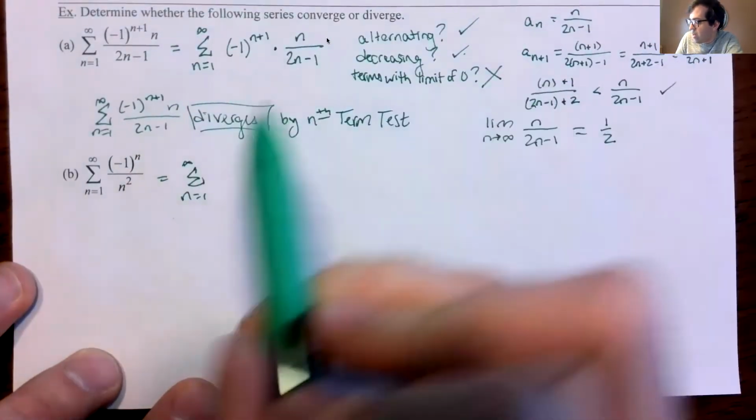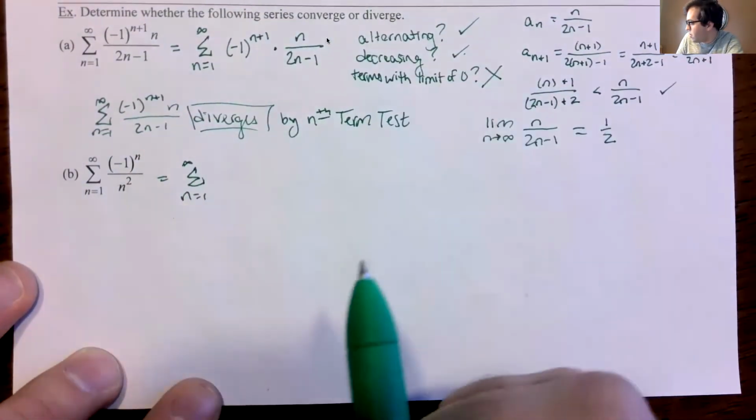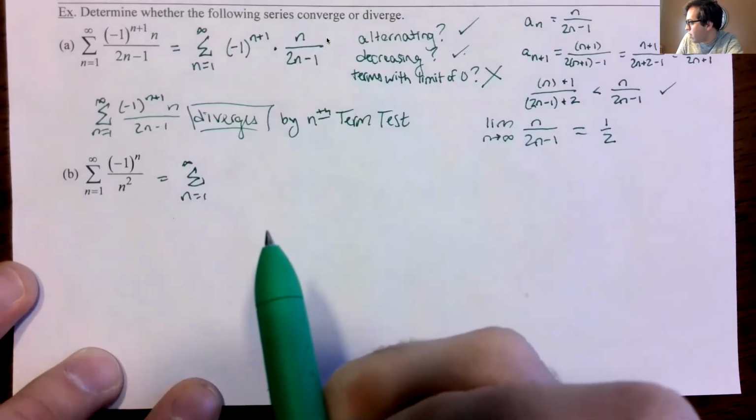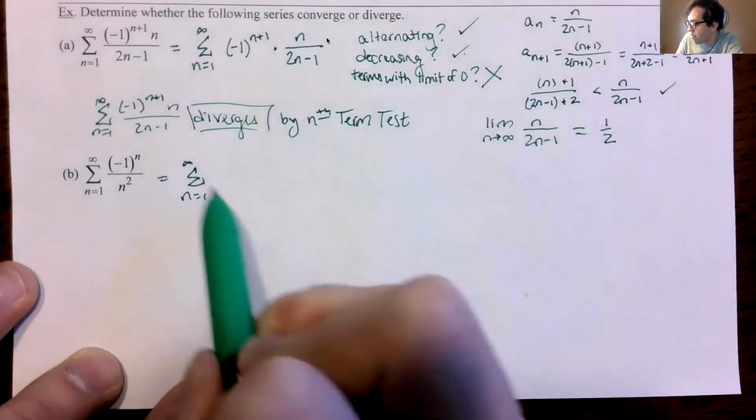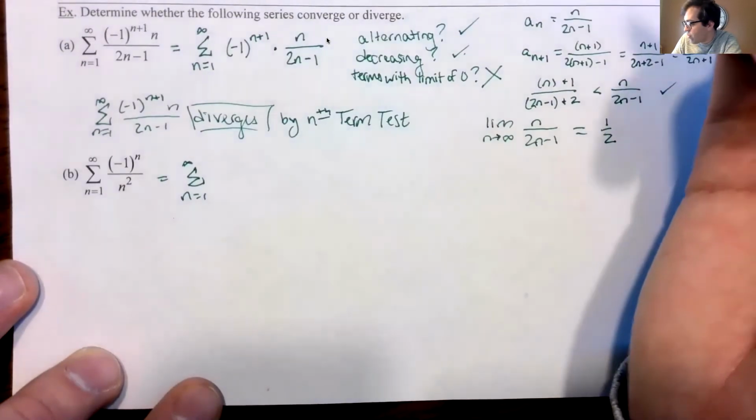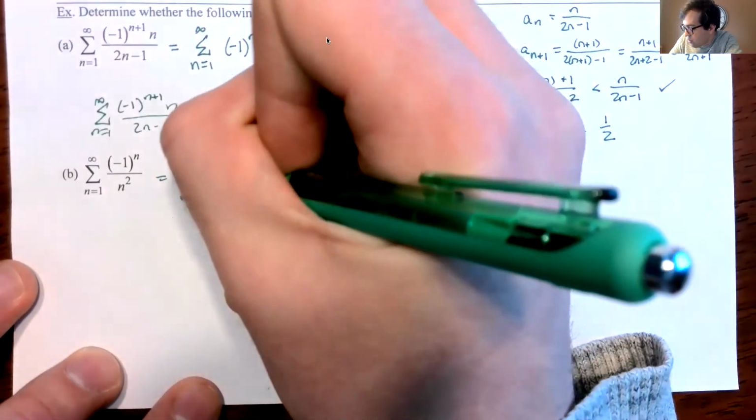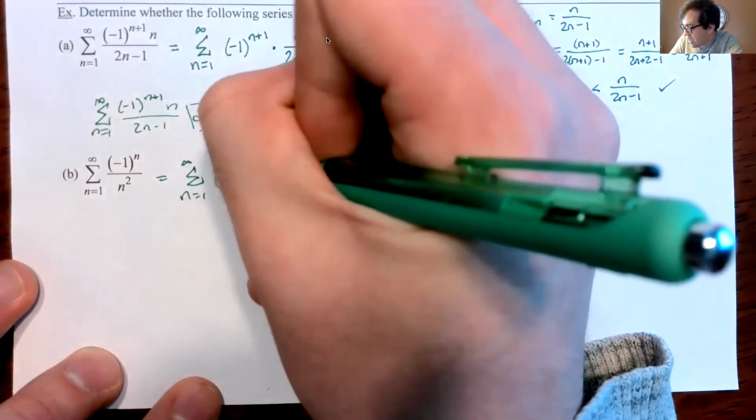And even though I'm pulling it out, I'm still writing it after the series, the summation notation, because it's still part of each term. I'm not pulling it out in front like we sometimes do with integrals, because it has an n in it, so I can't just take it out.